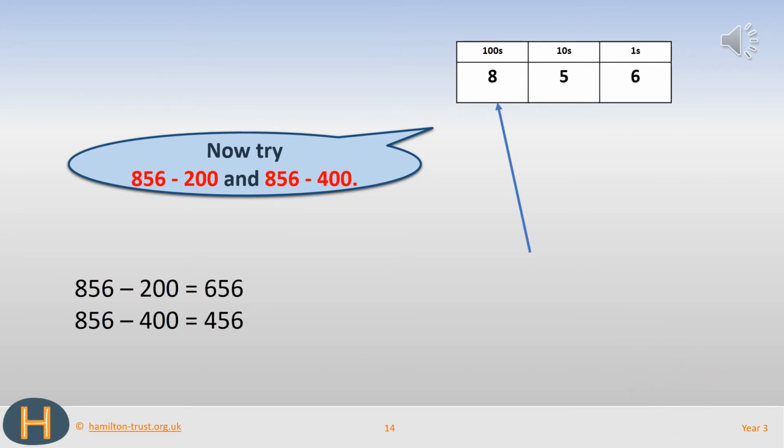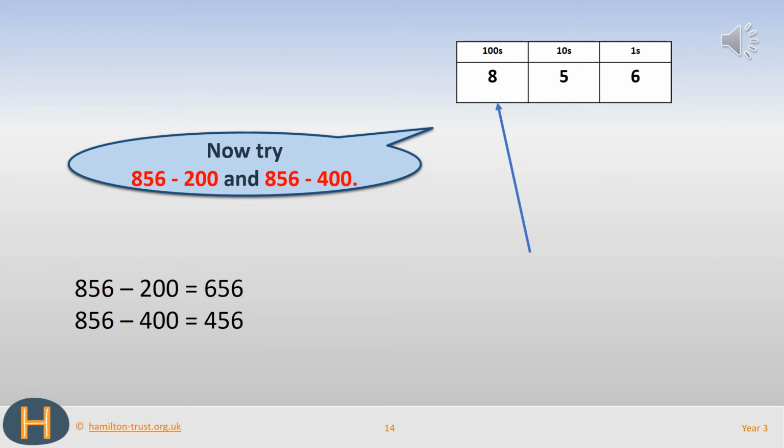And the answers are: 856 take away 200 is 656. Remember, it is the hundreds column that is changing. If I have 800 and I take away 200, I'm left with 600. So altogether, 656. The second one, 856 take away 400 equals 456.